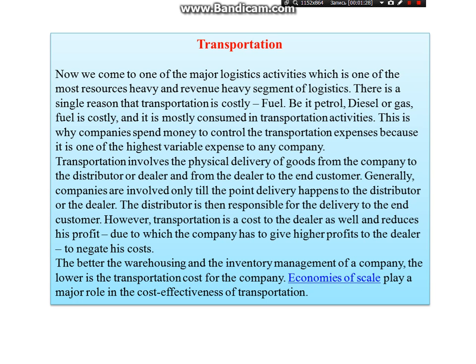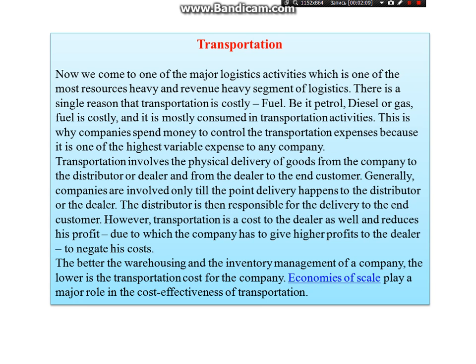Transportation involves the physical delivery of goods from the company to the distributor or a dealer, and from the dealer to the end customer. Generally, companies are involved only till the point delivery happens to the distributor or to the dealer. The distributor is responsible for the delivery to the end customer. However, transportation is a cost to the dealer as well, and reduces his profit, due to which the company has to give higher profits to the dealer to negate his costs.